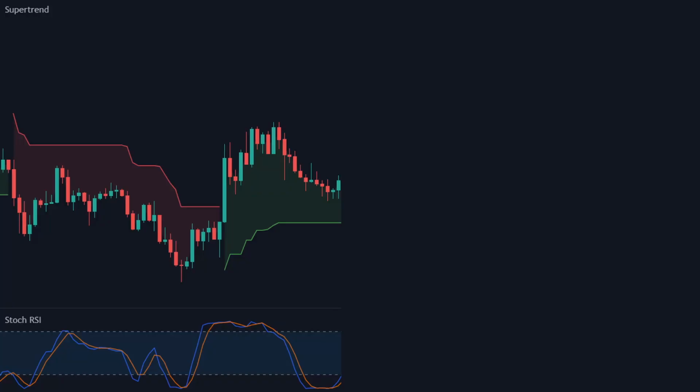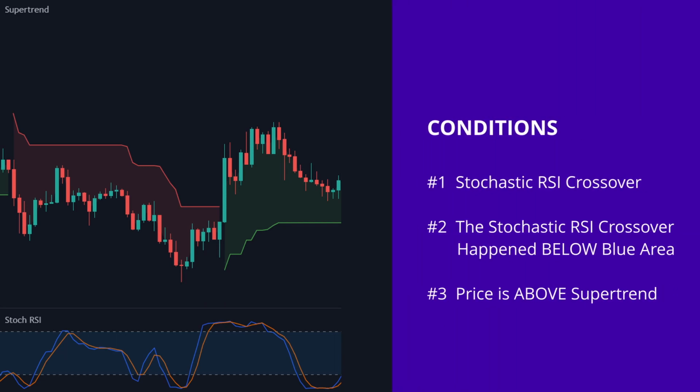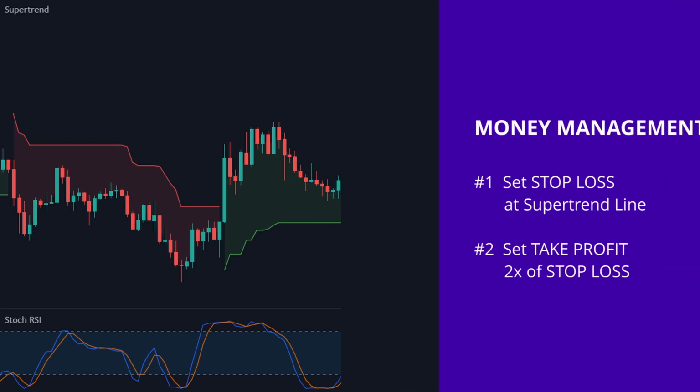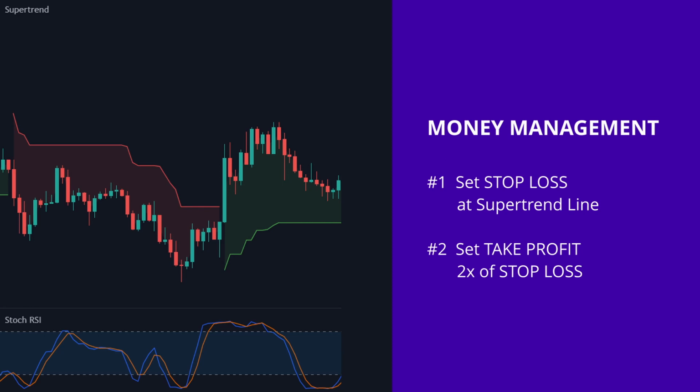Let's get into our first buy example. Our buy conditions are simple. First, the Stochastic RSI 2 lines must cross over. Second, the Stochastic RSI crossover must happen below the blue area. Finally, the price must be above Supertrend. For the money management, in this strategy we will need to set the stop loss at the Supertrend line. And for the take profit, we need to set it 2 times the stop loss.